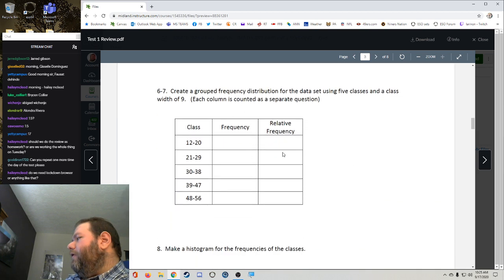Fill out the frequency distribution with the frequency and the relative frequency. And this is where doing the stem and leaf first helps, because stem and leaf gets everything in order, and then you can just count up and put everything in here.